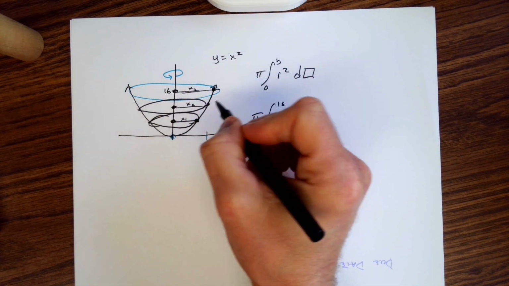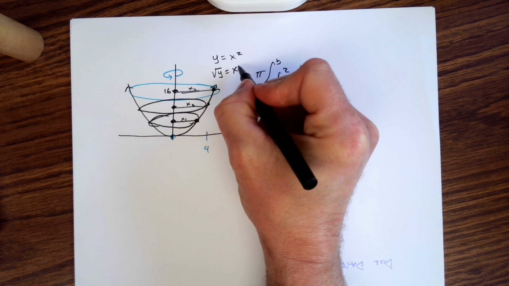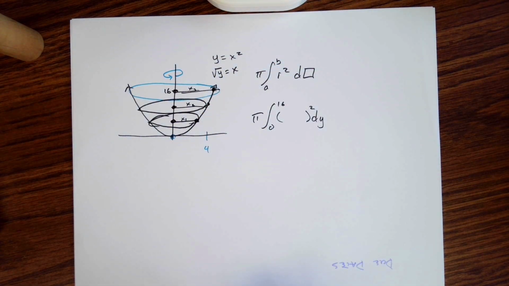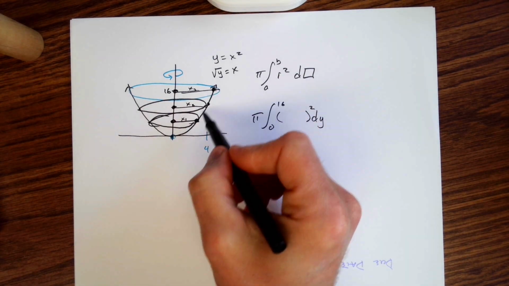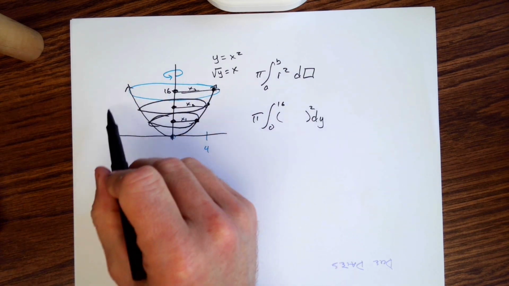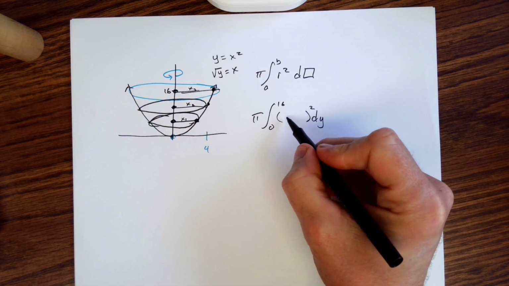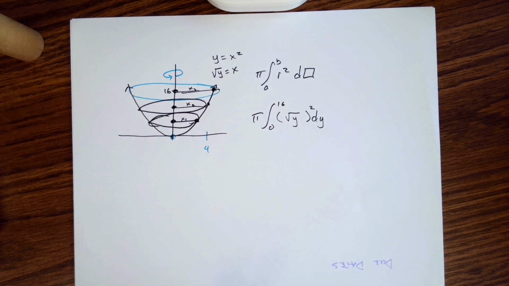So how can I rewrite this in terms of y? We'll go back to my equation here. The square root of y would be equal to x. I'm not even worried about the negative version of this because I was only rotating from 0 to 4 anyway. And when I rotate from 0 to 4, it creates the other side. It creates this solid all the way around. So now what I need to put in here is the square root of y. And there's my equation.